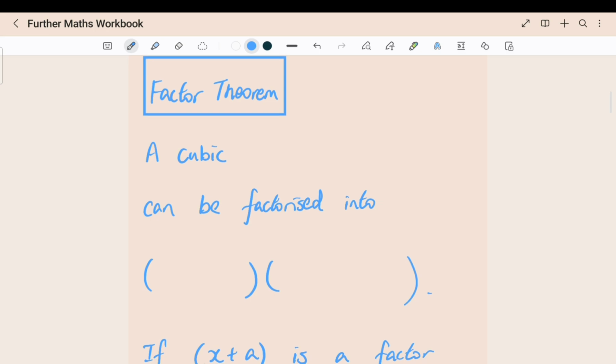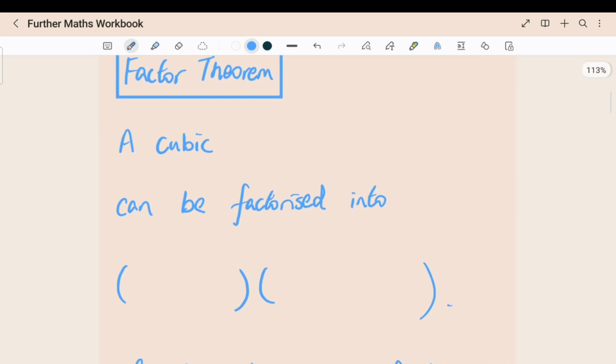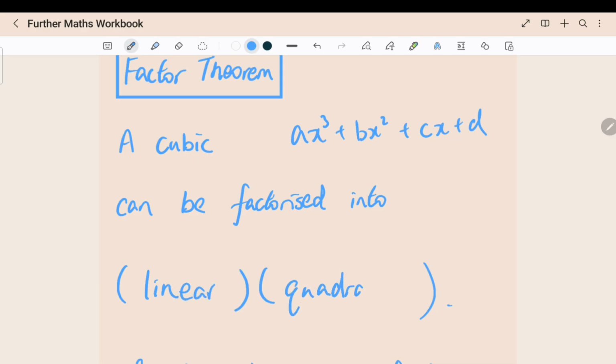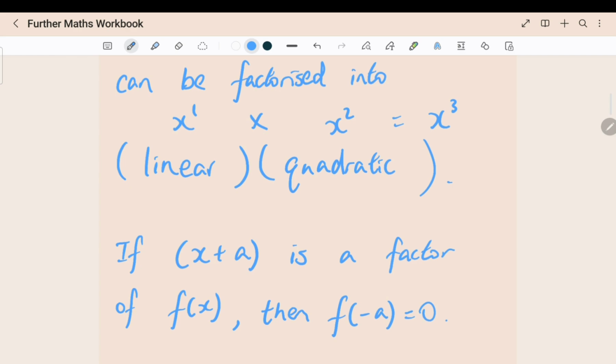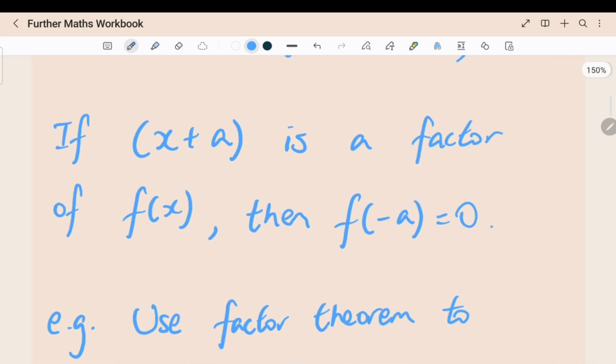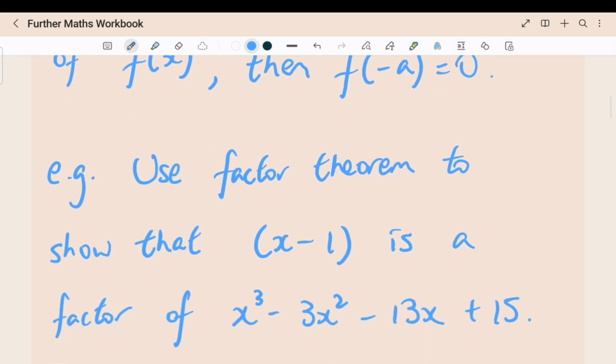Brilliant. And next, we have the factor theorem. So a cubic, which means something with the highest power of 3, can be factorized into a linear and a quadratic. And the reason this works is because the highest power of a linear is x to the 1, the highest power of a quadratic is x to the 2. So I times them together using my index law. I add the powers, so I get x cubed. That's why this works. So the factor theorem states that if x plus a is a factor of f of x, then f of minus a is equal to 0.